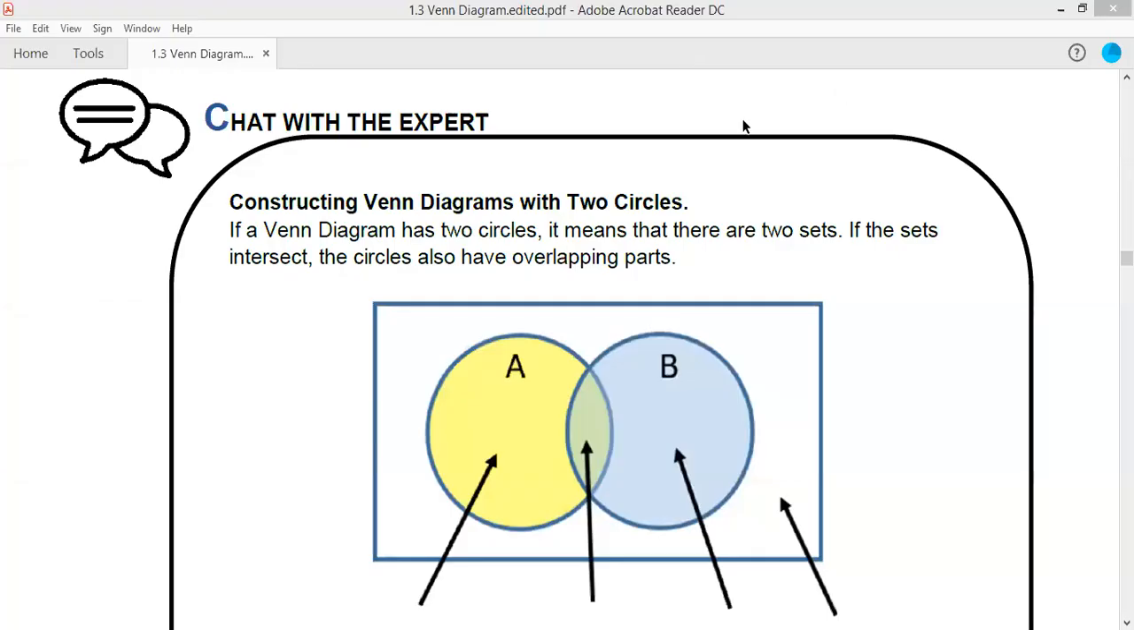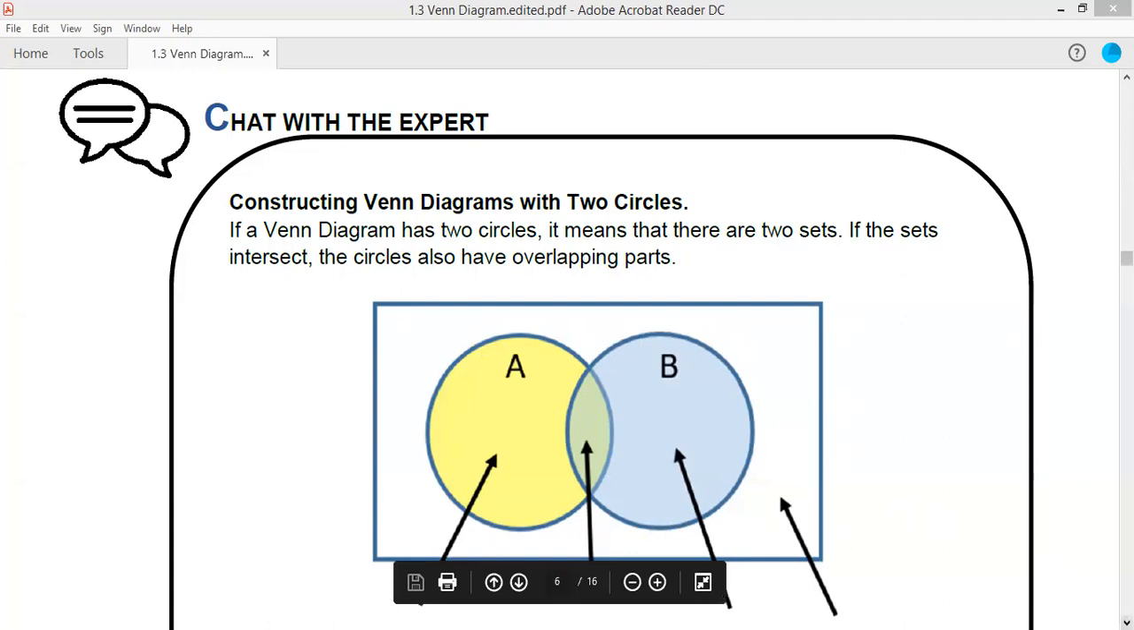Good day. Today, we are going to have a lecture video on constructing Venn diagrams with two circles. Again, the rectangle represents the universal set. And if there are two circles, circle A and circle B, these represent set A and set B. The overlapping part is a section where sets A and B intersect.